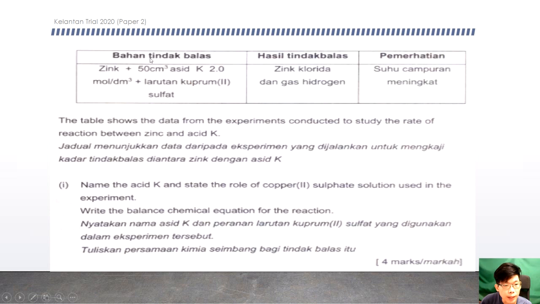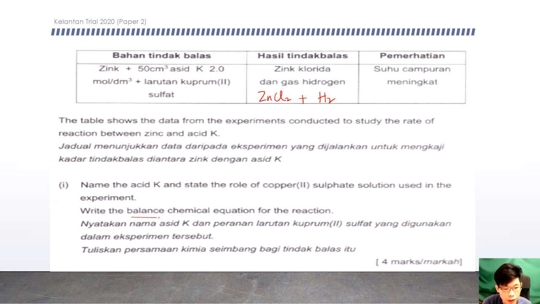Okay, next the reactants here: zinc with acid K, 2 mole per cubic decimeter, then put in the copper(II) sulfate solution. The products will be zinc chloride and hydrogen gas. Then the temperature is higher. Okay, so 4 marks here. The table shows the data from the experiment conducted to study the rate of reaction between zinc and acid K. Name the acid K and state the role of the copper(II) sulfate solution used in the experiment. Then write the balanced chemical equation, and there are 4 marks here.